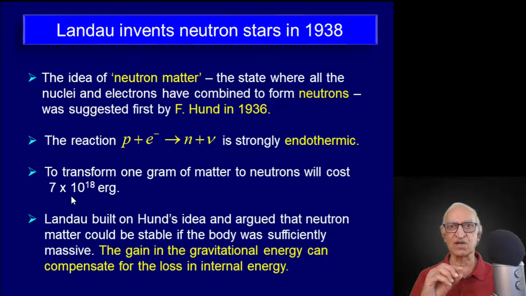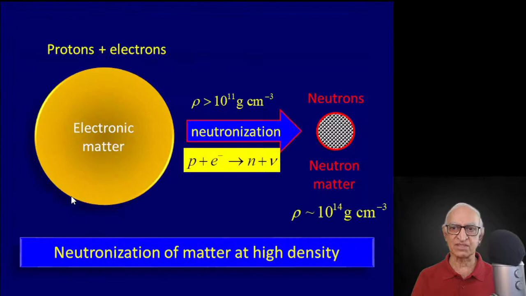So let's try to say this pictorially. Landau's idea was that a star consists of what he called electronic matter, which consists of protons and neutrons and electrons. His idea was that when the density of matter exceeds 10⁻¹⁰ grams per cubic centimeter, if you remember our discussion in the earlier lecture when we went on a journey to the center of the neutron star, we said above a density of 4.3 × 10⁻¹⁰ grams per cubic centimeter, matter will get neutronized. In other words, protons will combine with electrons to form neutrons.